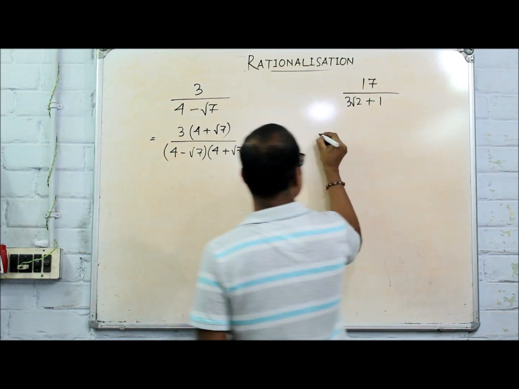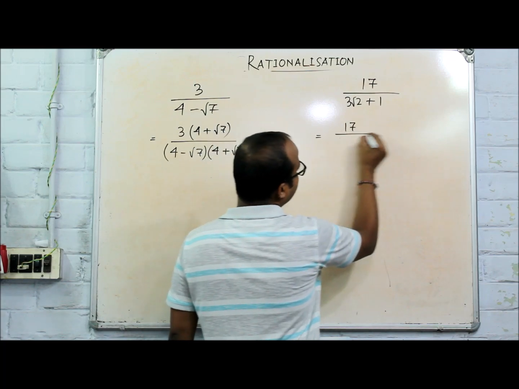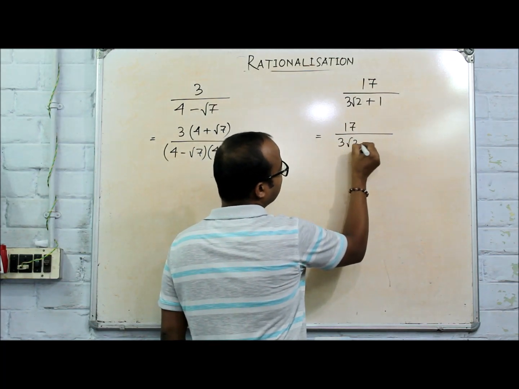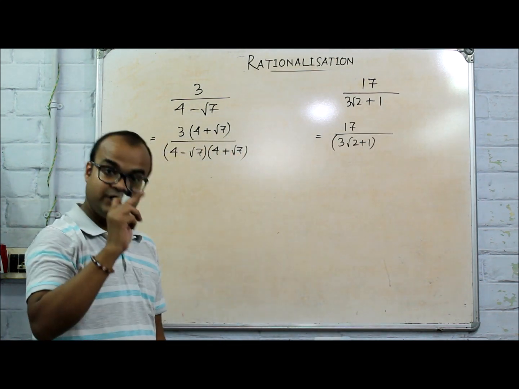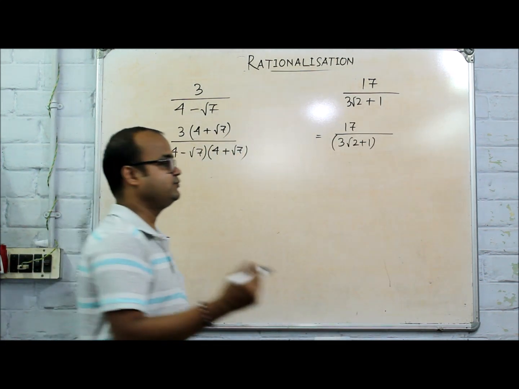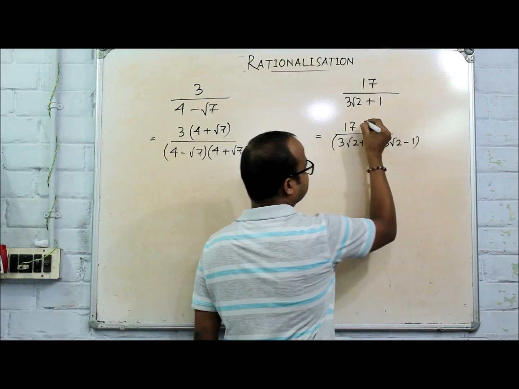Same here, if I take this sum simultaneously to explain, 17 by 3 root 2 plus 1, we need to multiply with 3 root 2 minus 1.